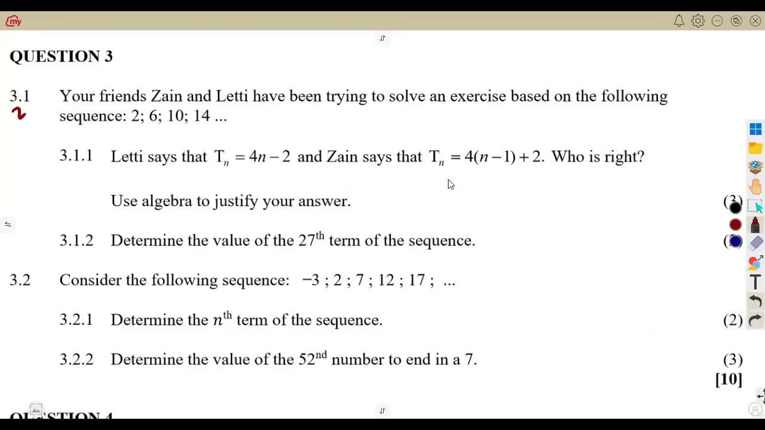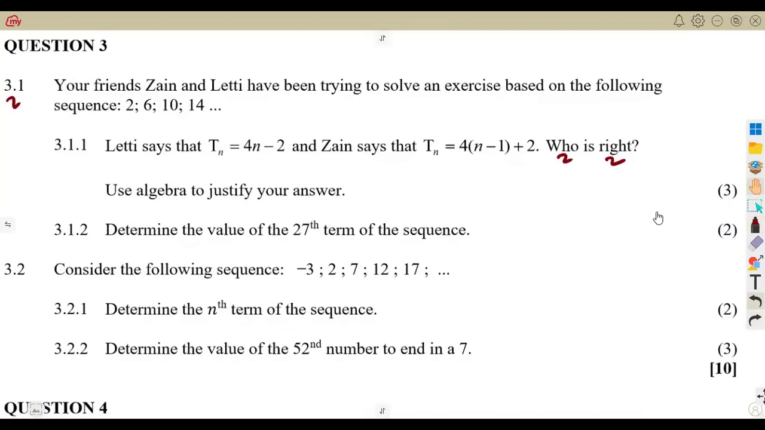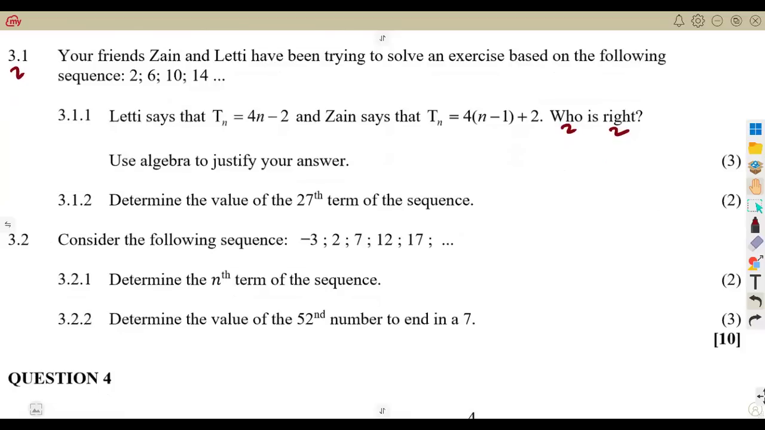Remember when you're calculating your nth term. And Zain says the answer is this. Who is right? That is the question you are being asked. You are the one who is supposed to write who is right between these two. Use algebra to justify your answer.